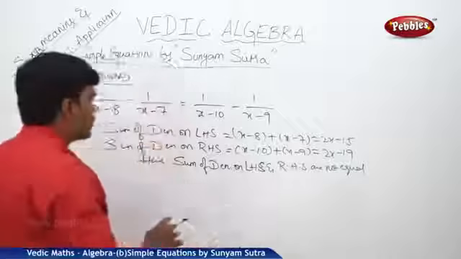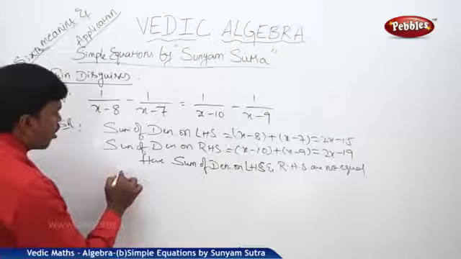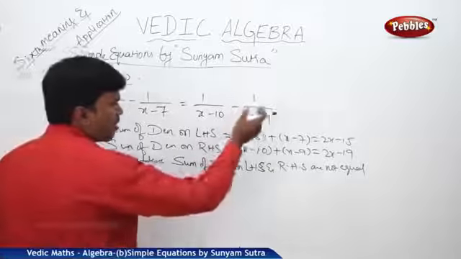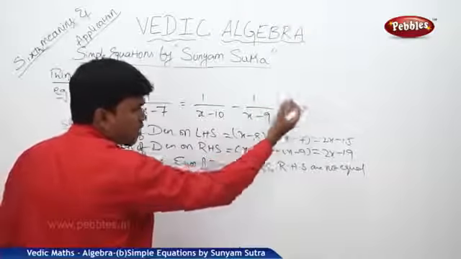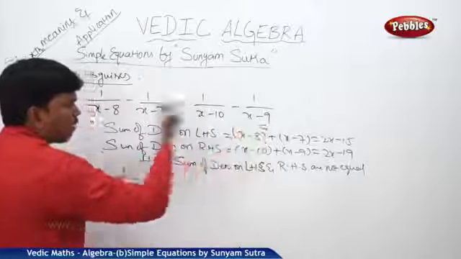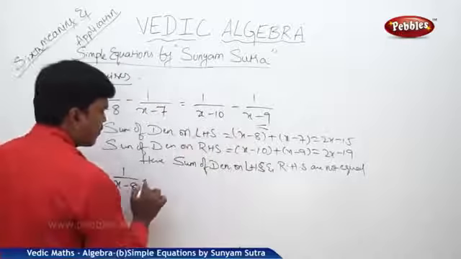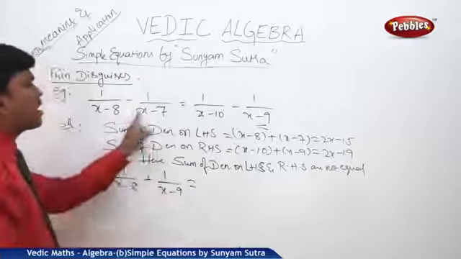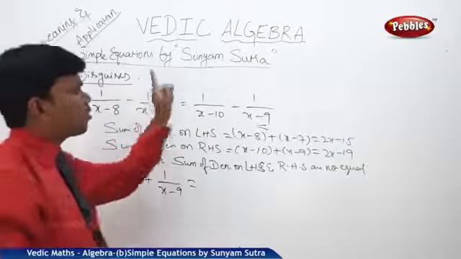Okay, so look at the problem. How am I going to write it? 1 by x minus 8, I will keep it like this only. I will bring the minus 1 by x minus 9 term to the left hand side. Here it is minus, if it comes here, it becomes plus. And I will send the minus 1 by x minus 7 term to the right hand side.